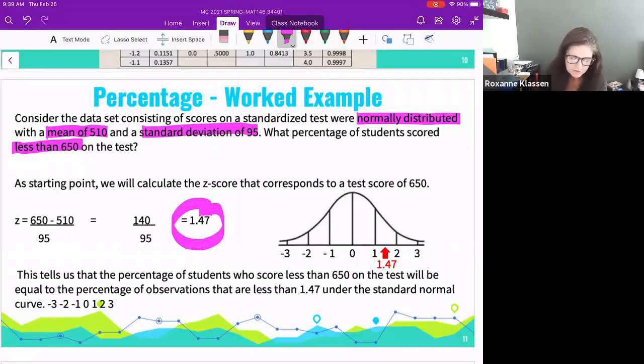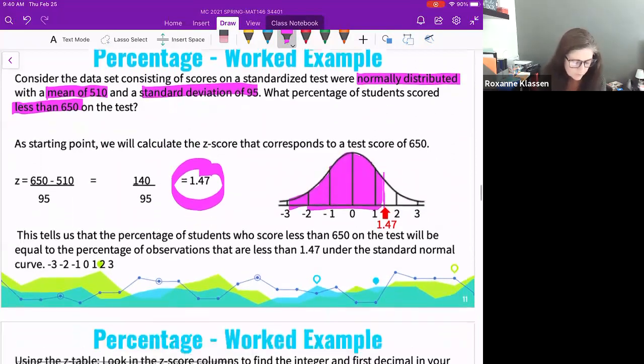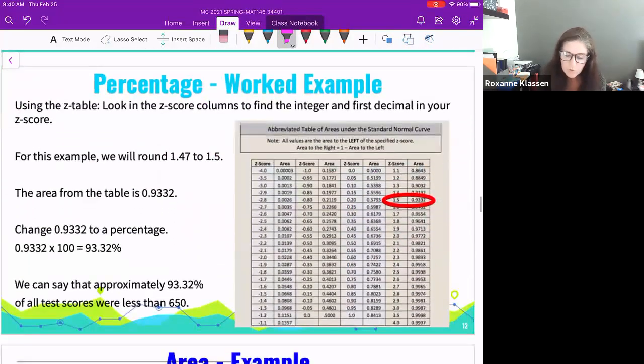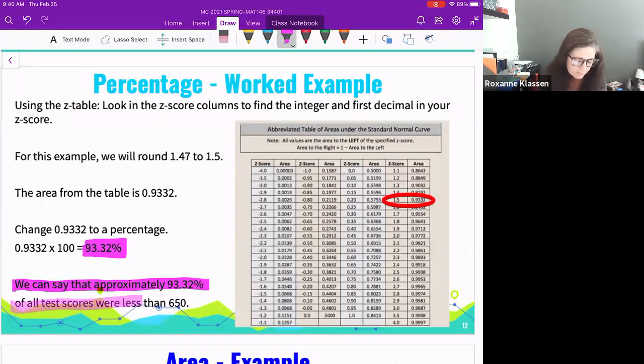So then we're going to go to our table, and here's our 1.47. If we look at our table, we're finding all the area under the curve. So this would be all the people who scored less than 650 on the test. We go to our Z-score again, using that same one of 1.5, and we get that percentage of 93.32. So we can say that approximately 93.32% of all test scores were less than 650.